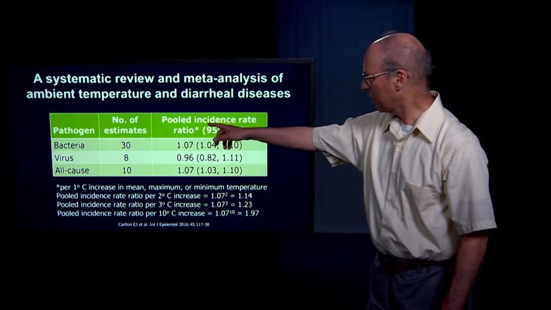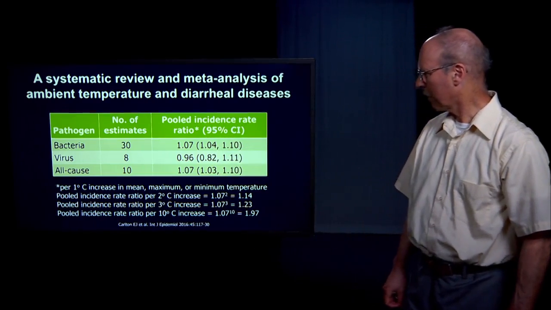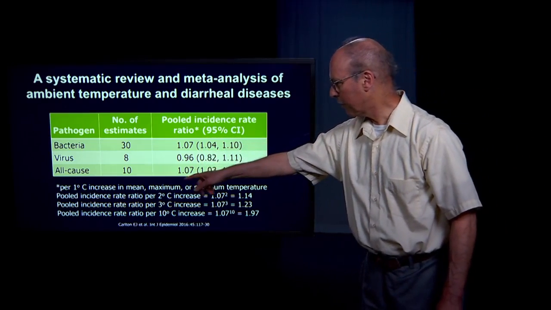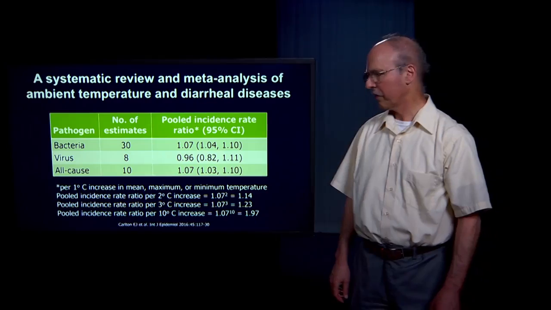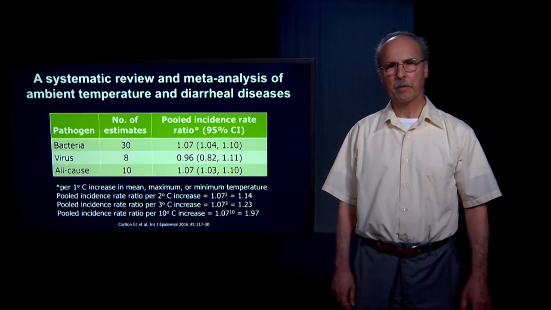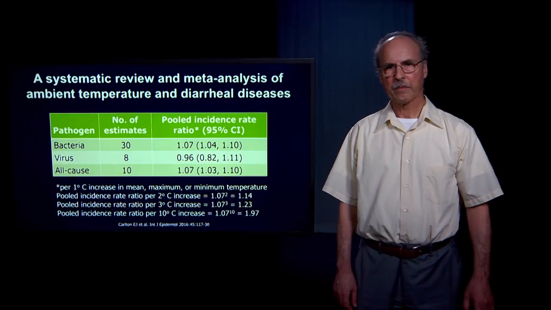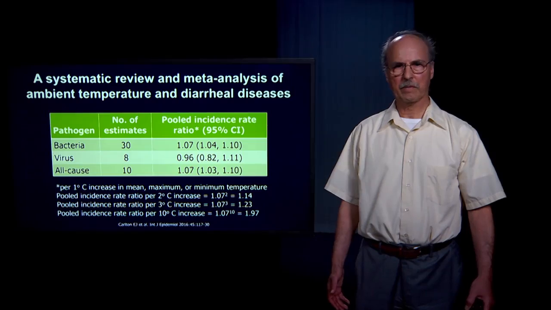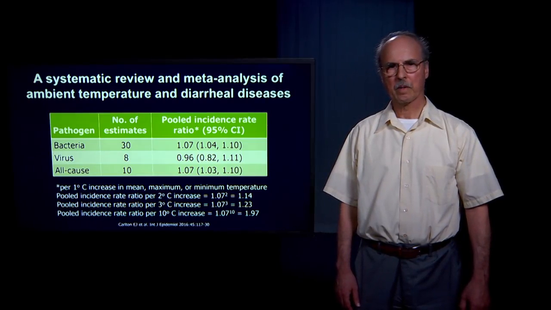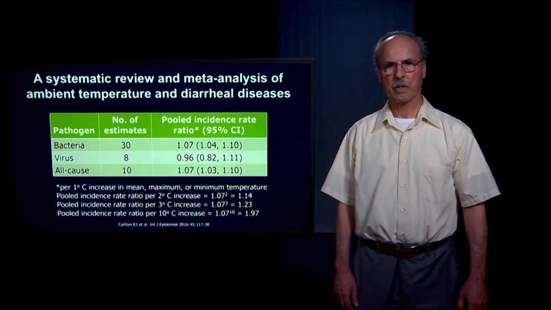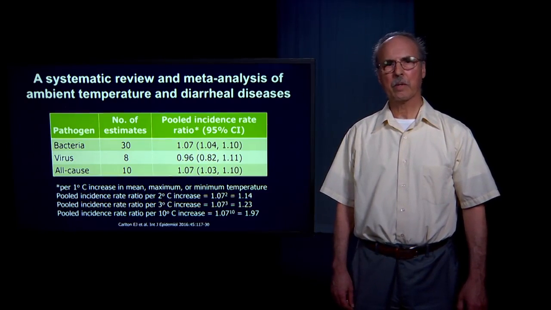So let's interpret these incidence rate ratios. What does 1.07 mean? It's per 1 degree centigrade increase in either the mean, minimum, or maximum temperature, depending on the study. Some studies might have used mean, some might have used maximum, et cetera, that were included in the meta-analysis. So how do we interpret that? Per 1 degree centigrade increase.